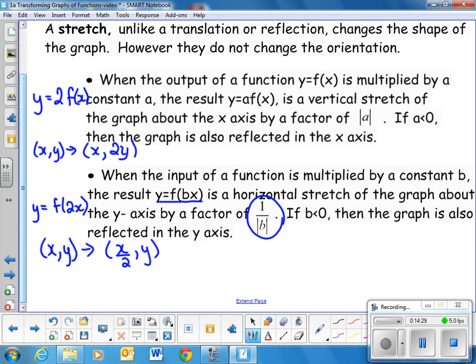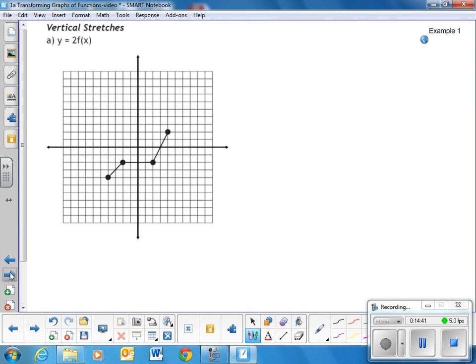Remember, we're only worried about the absolute value of a and b because we're already going to think about those negatives in terms of a reflection rather than a stretch. Let's look at an example. So here we're asked to graph y equals 2 f of x. That 2 is outside of the function, so that means that it's going to affect y, and so we're going to end up with this as our mapping.